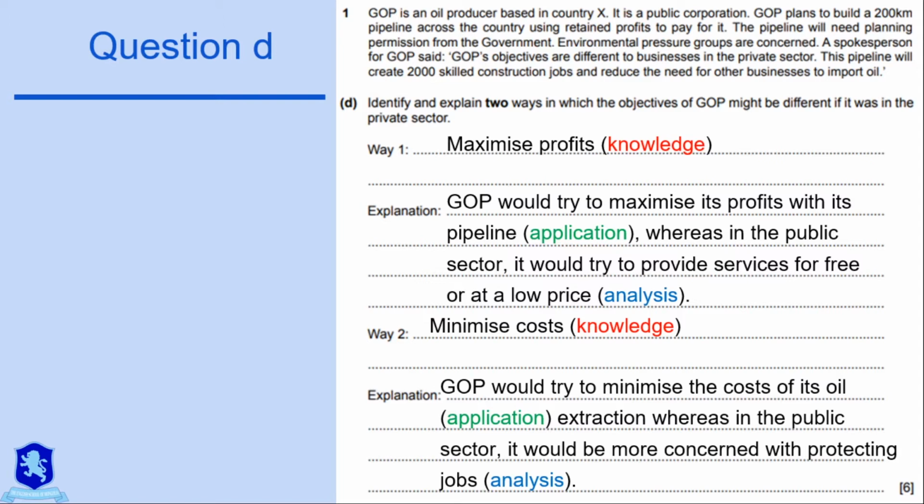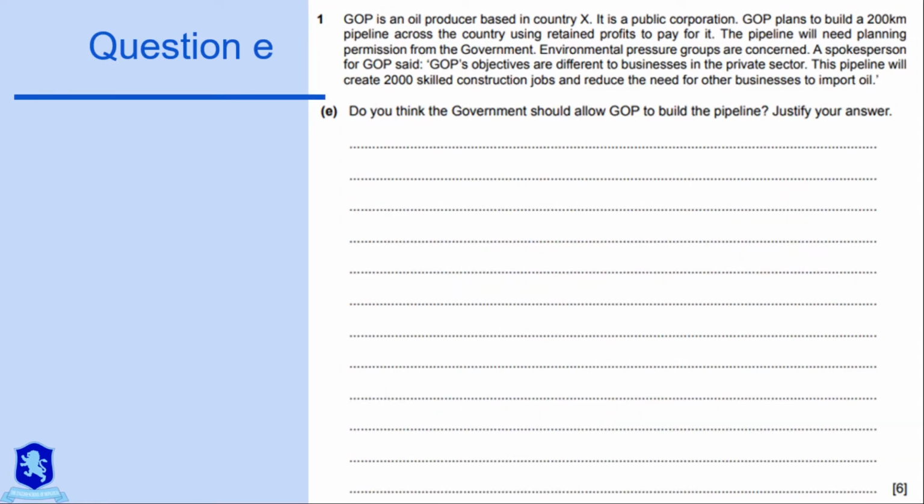Now, let's take a look at question E. Question E is also a 6-mark question. For this question, you usually have 1 mark for knowledge, 1 mark for application, 2 marks for analysis, and 2 marks for evaluation. Let's look at question E of the same case study.